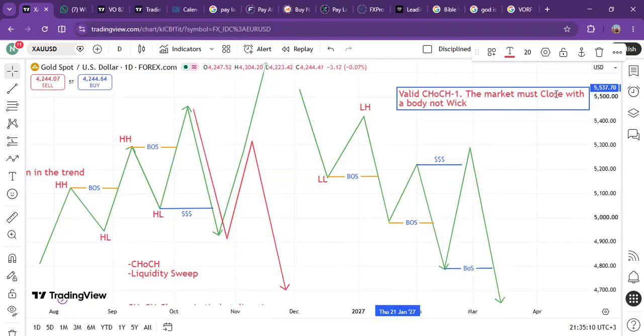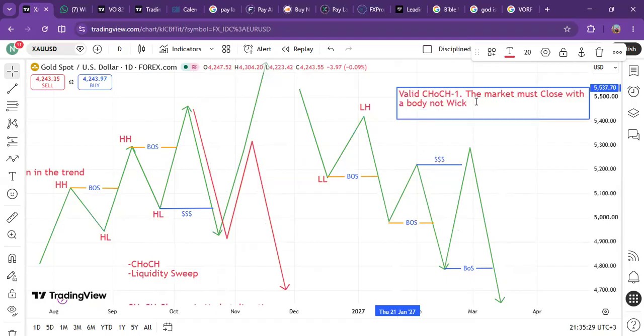So if the market closes with a wick, okay, for a valid break of structure, you need the market to close with a body. And that's not just it, because if it closes with a body, it can be a liquidity sweep. If it closes with a wick, it can be a liquidity grab.